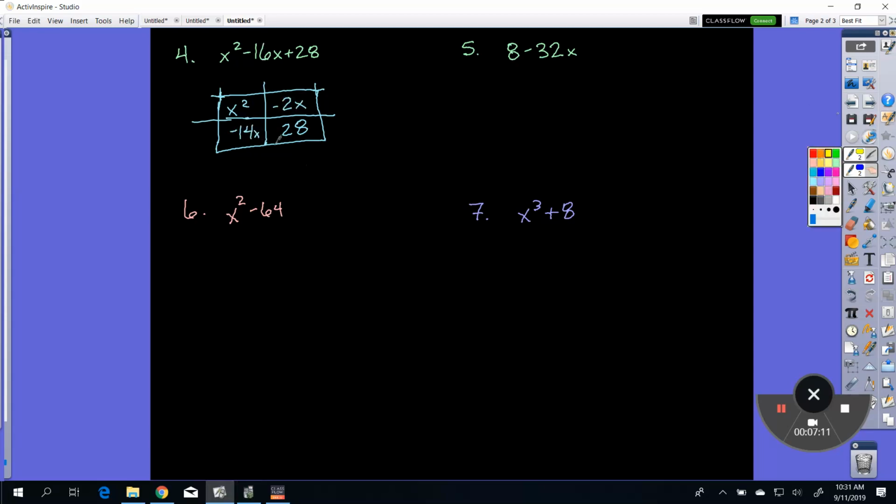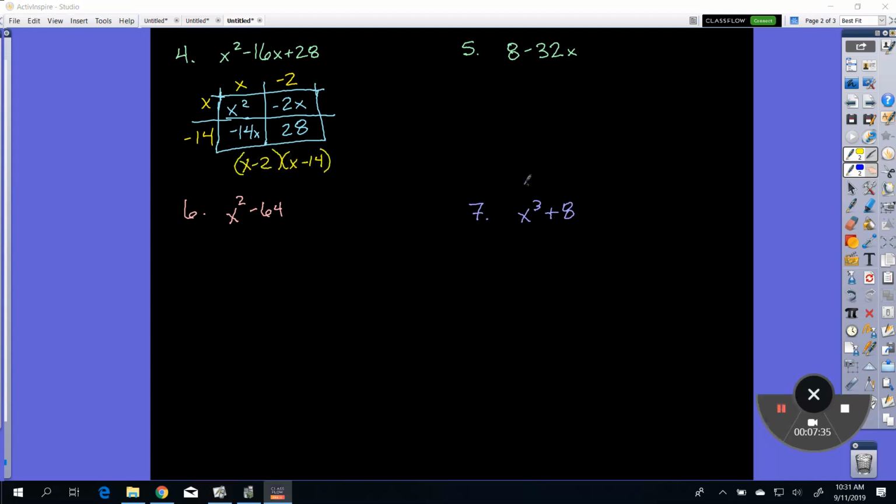So now we're going backwards. We're saying what times what gave us x squared? Well, that was x times x. What times x gives us negative 2x? Negative 2. And what times x gave us negative 14? So my answer is x minus 2 times x minus 14.